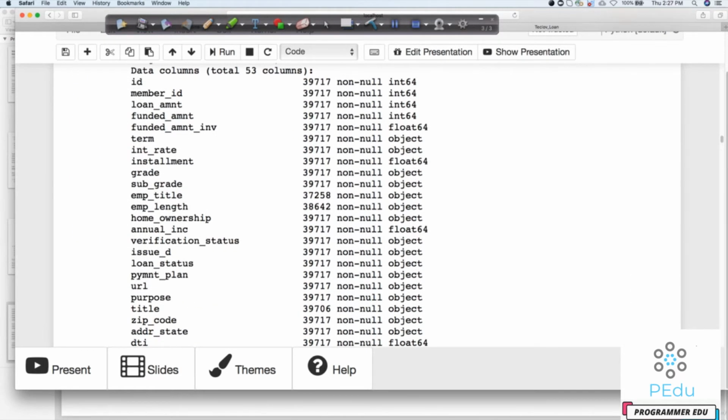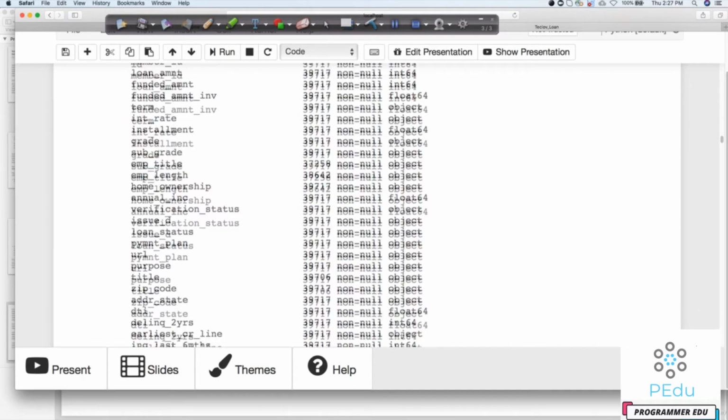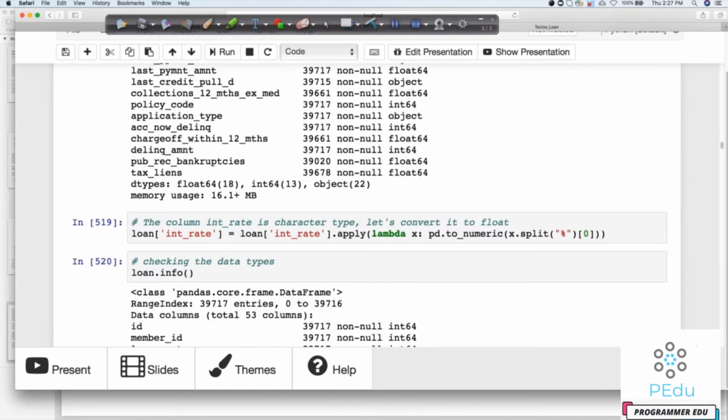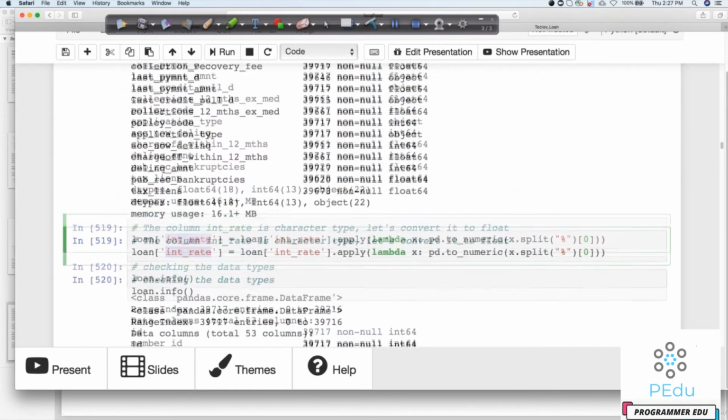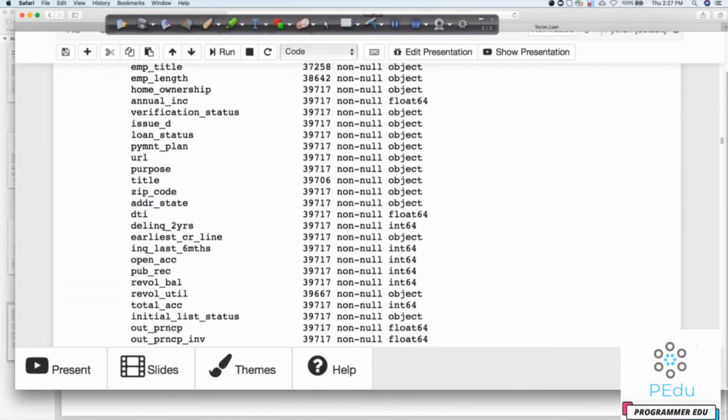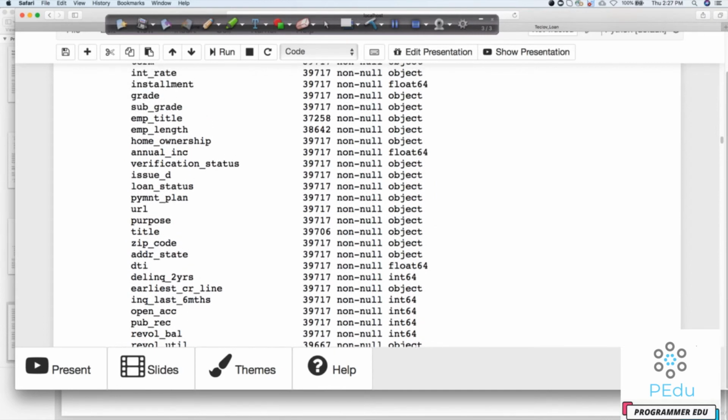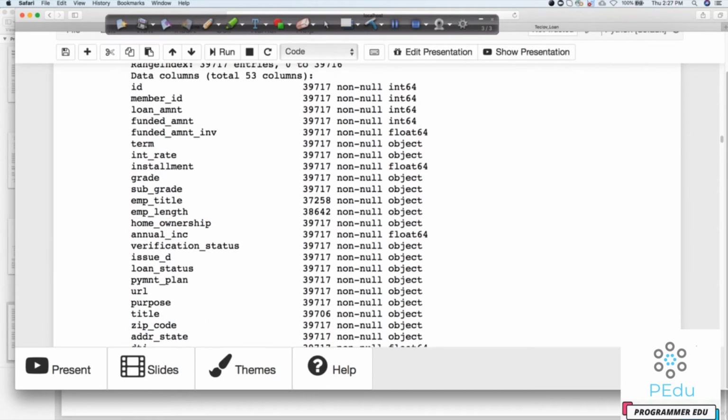This is done just to see if there is any column which is supposed to be numeric, but we have kept it like object. So object is like string, right? So is there any column like that? I've already done this analysis. You will find something like int rate. You can go and check out here. So int rate will be there as object. You can see it here.